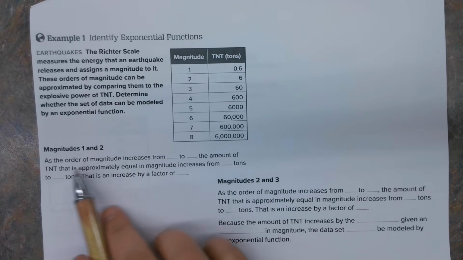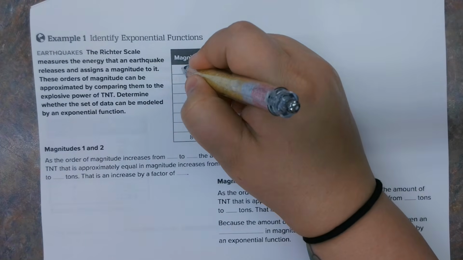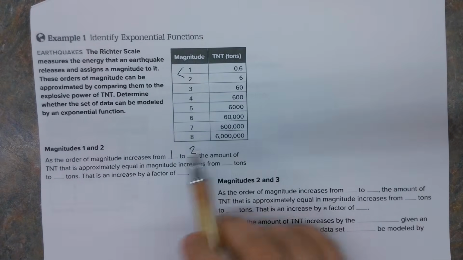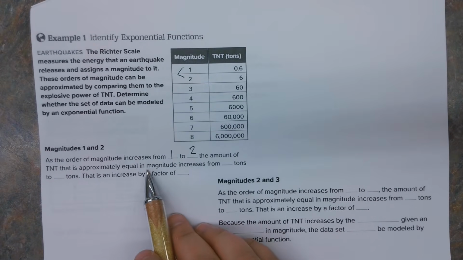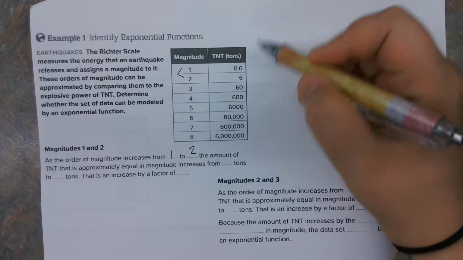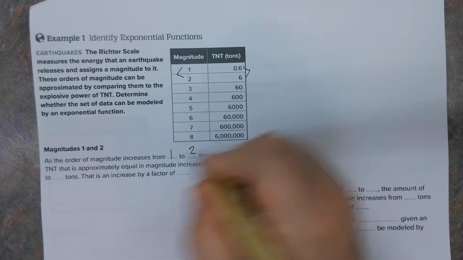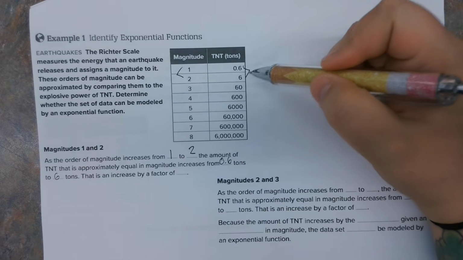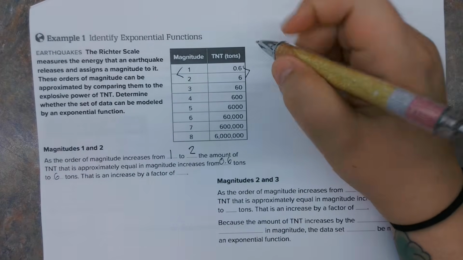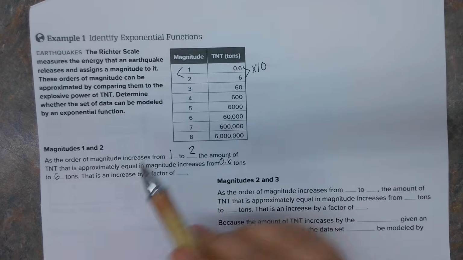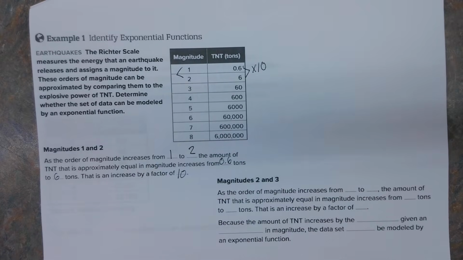Well, as the order of magnitude increases, so if we go from 1 to 2, the amount of TNT that is approximately equal in magnitude increases from 0.6 tons to 6 tons. How do I go from 0.6 to 6? Well, I multiplied by 10. So that's an increase of a factor of 10.